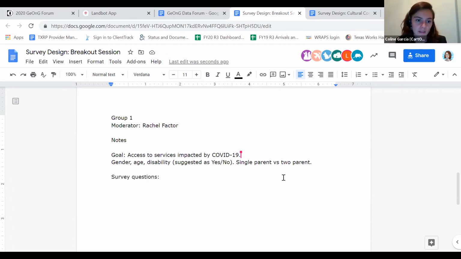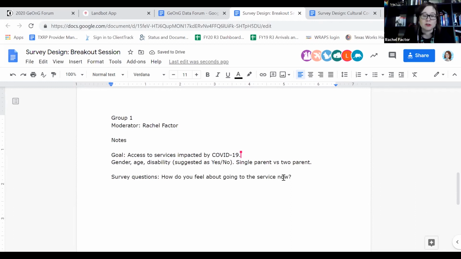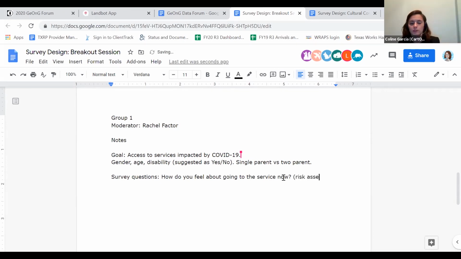Maybe we can ask them if the service has closed or if it is still working. And another question could be about how they feel about going to this service, or if they just don't want to go even if it's open. So, how do they feel about the risk of going? Yeah, related to COVID, of course.